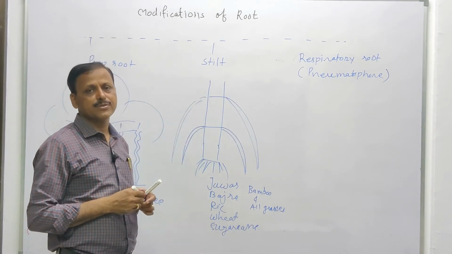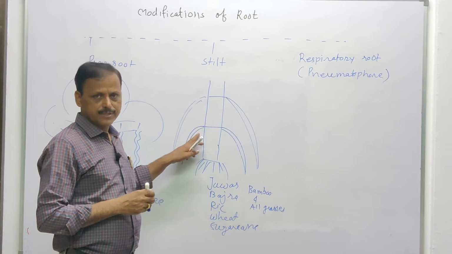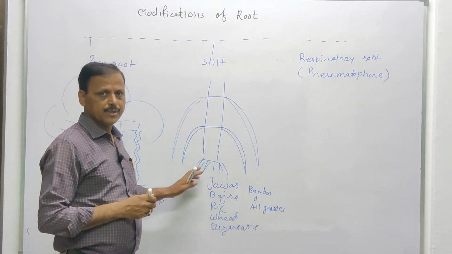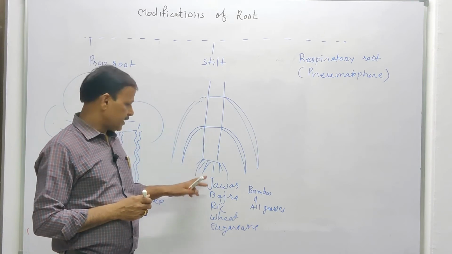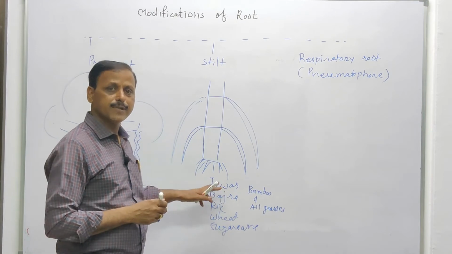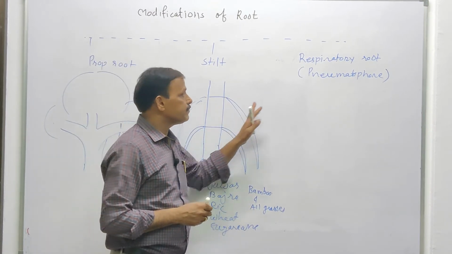So a question can be asked: what are stilt roots? Those which arise from the lower nodes of the stem and give extra, additional support to the monocot stem in plants such as these. These are the examples, and a question can be asked in NEET by having knowledge of these examples.